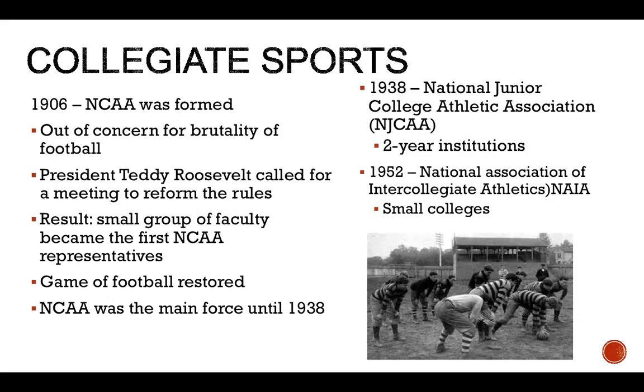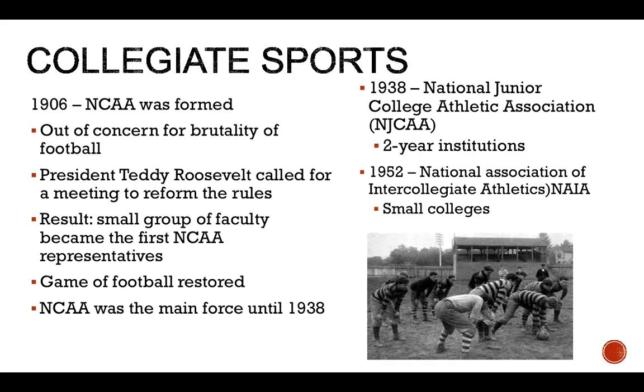Collegiate sports. So in 1906, the NCAA was formed, and know that the NCAA was formed out of concern for the brutality of football. In the early 1900s, concern in collegiate sports, such as football, led to threats of banning football and led to the meeting with Teddy Roosevelt to standardize the rules. And as a result of this meeting with Teddy Roosevelt, a small group of faculty became the first NCAA representatives, and the game of football was restored.